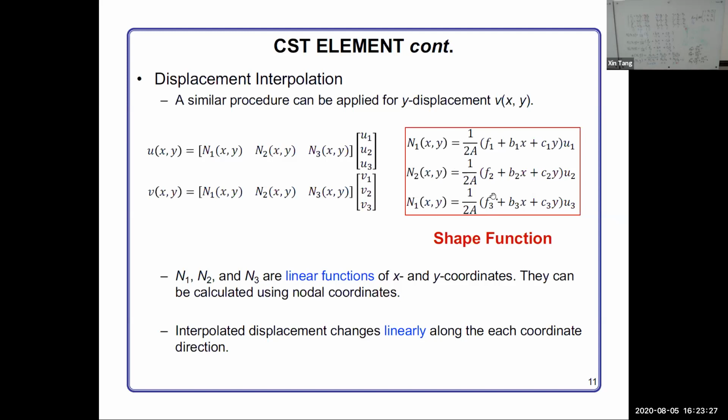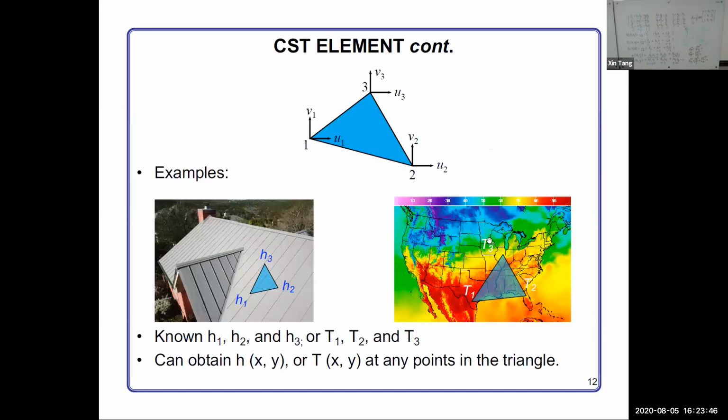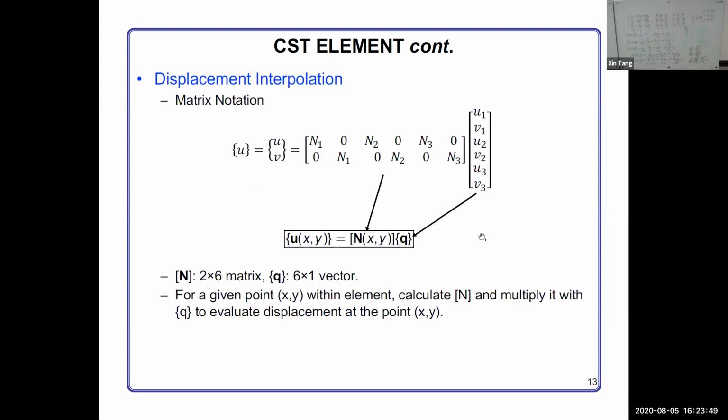From those shape functions, in the future when you see them, you will quickly realize that this is linearly distributed. This will contribute to a linearly distributed displacement field. Now, that's what we learned about how to derive the equations that can be used to interpret the displacement distribution inside a CST element.